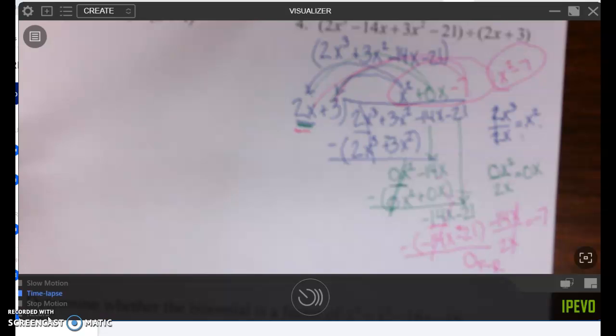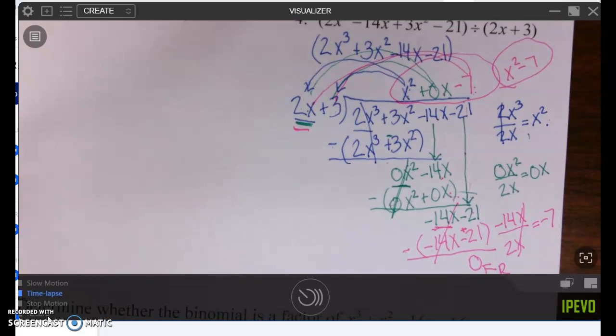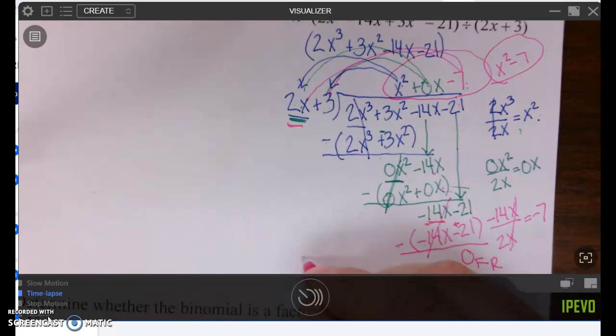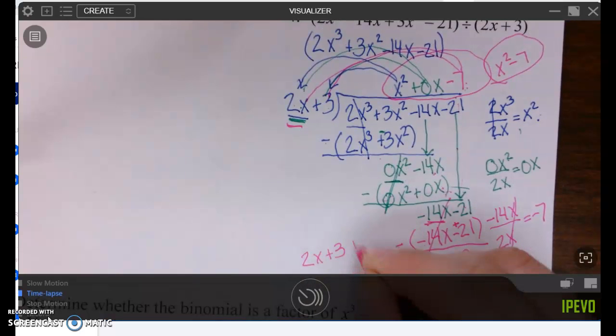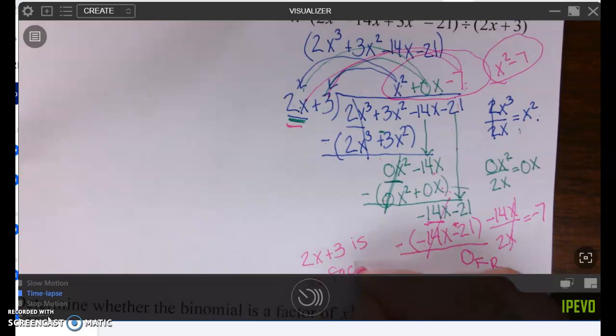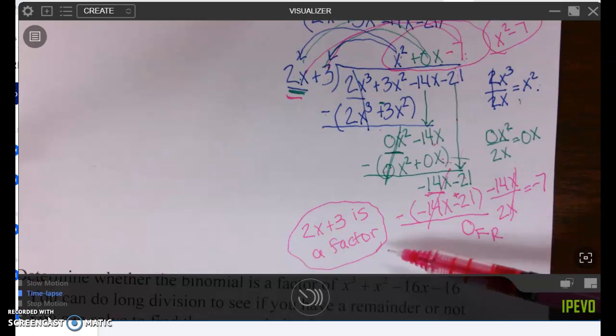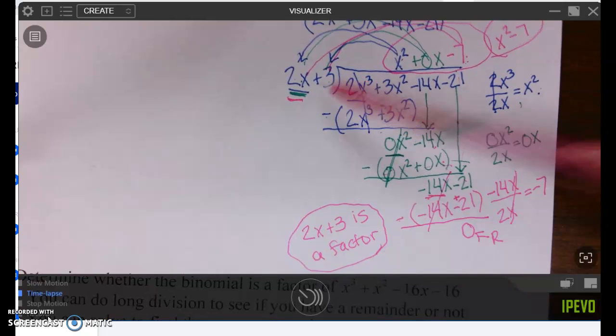Also, because I don't have a remainder, because there's nothing left over, I can say that 2x plus 3 is a factor of the polynomial. So because 2x plus 3 goes in evenly, there is no remainder, I can say 2x plus 3 is a factor of the polynomial. Just like we would say 4 is a factor of 8 because 4 goes into 8 with nothing left over. So 4 would be a factor of 8. 4 would not be a factor of 9 because 4 does not go into 9 evenly. You'd have a remainder, and so 4 is not a factor of 9. So if there is no remainder, then we say that the divisor here is a factor.